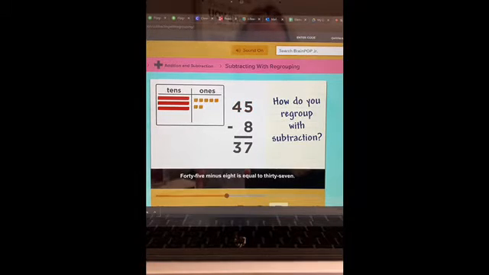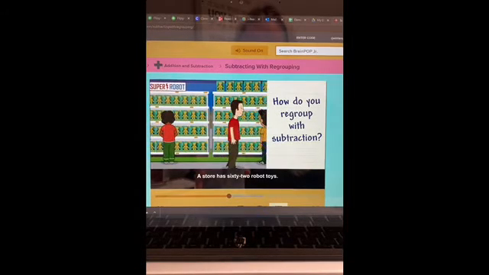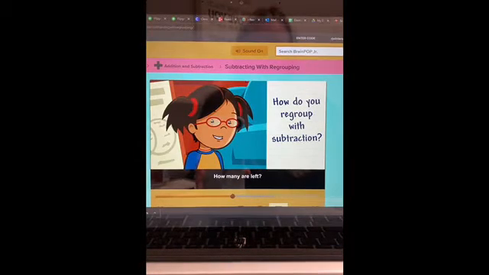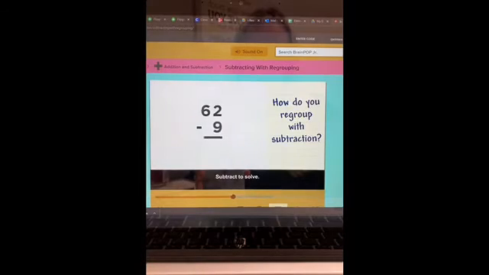45 minus 8 is equal to 37. A store has 62 robot toys. It sells 9 of them. How many are left? Subtract to solve.